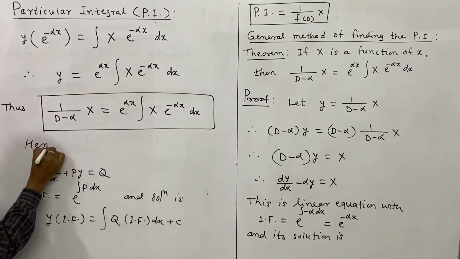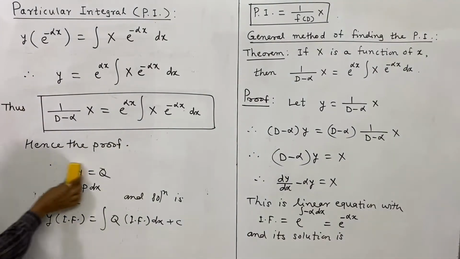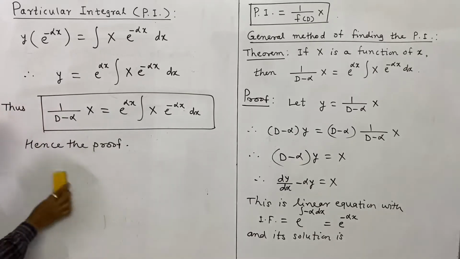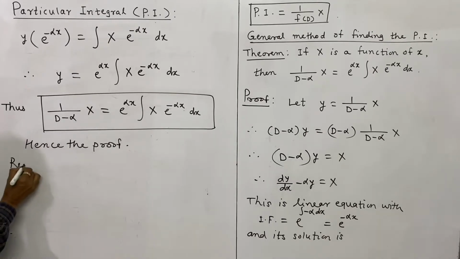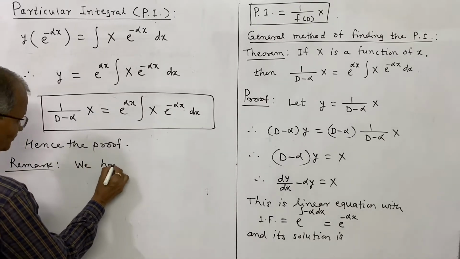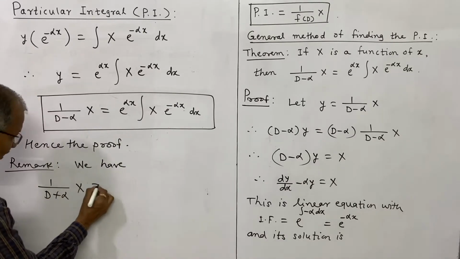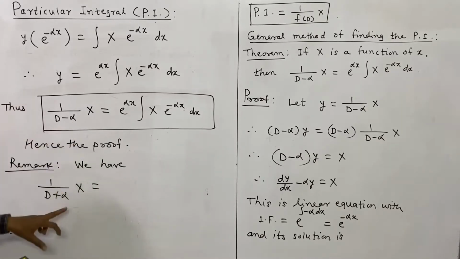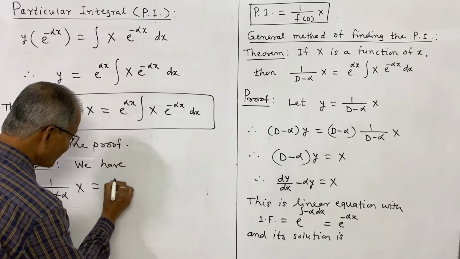Hence the proof. Now we can write the formula in another form, taking the plus sign here, and you should note this as a remark. From the above formula, we have 1 upon D plus alpha operated on X is equal to, that means here alpha is to be taken as negative, so minus of minus alpha, and therefore on the right side, in place of alpha we have to write minus alpha. So e power minus alpha x.